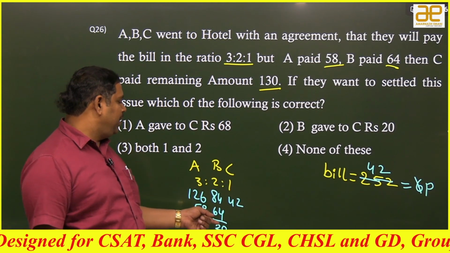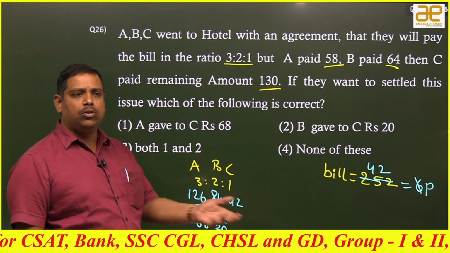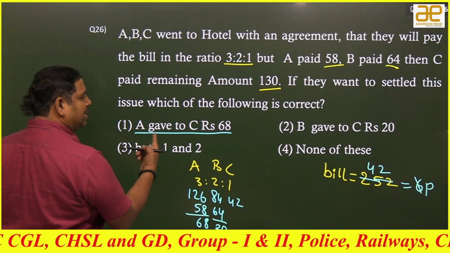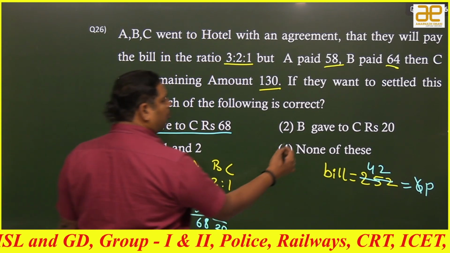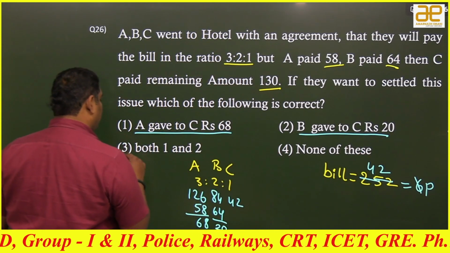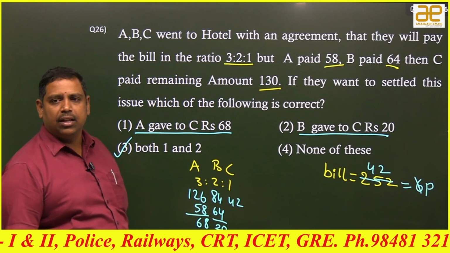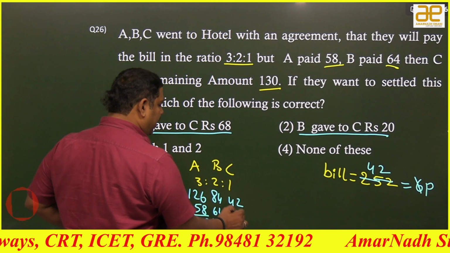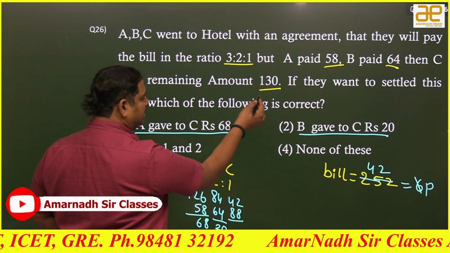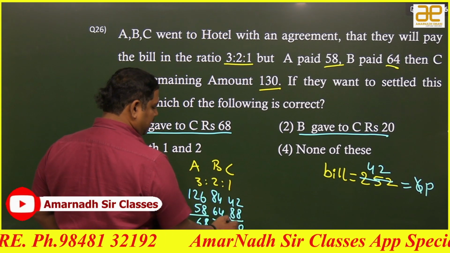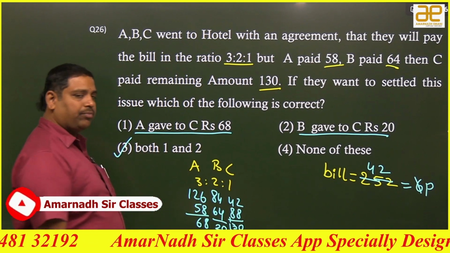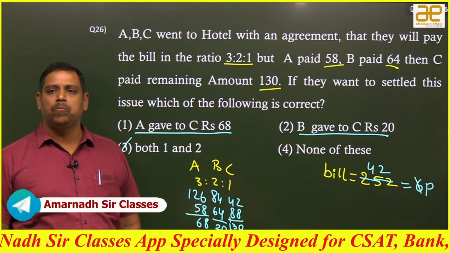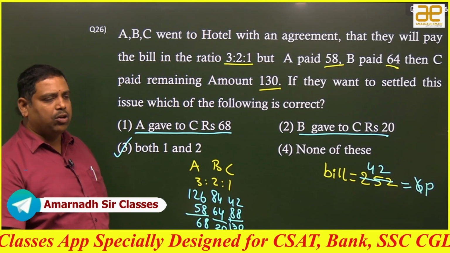Sir, A is paying, B is paying. To whom will they pay? To C they will pay. Means A gave 68 rupees to C. This is correct. B gave 20 rupees to C. This is also correct. Means both 1 and 2 are correct to settle the issue. Observe, if both have given 88 rupees, then how much did C get? 130 rupees. Is it correct or wrong? Verify. Yes, it is. Got it? So this is the way that they have to settle the bill. Clear? Good. Let's go for the next one.